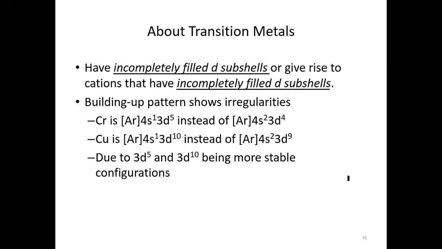So coming back here to our PowerPoint, I think it has here the summary. For example, chromium, we said, is argon 4s1 3d5 instead of 4s2 3d4. Copper is the same. Instead of being 4s2 3d9, it's 4s1 3d10. So for whatever reason, these 3d5 and 3d10 configurations are more stable than their corresponding predicted ones, all right? So that's an interesting thing.